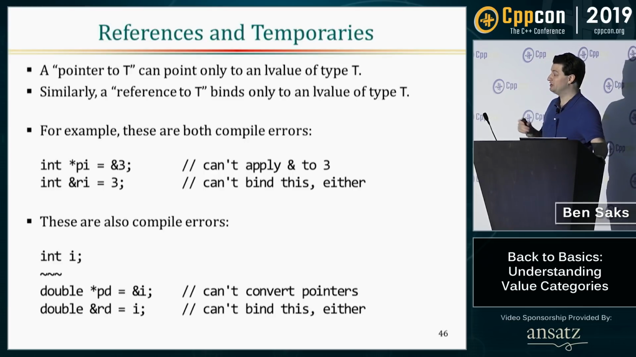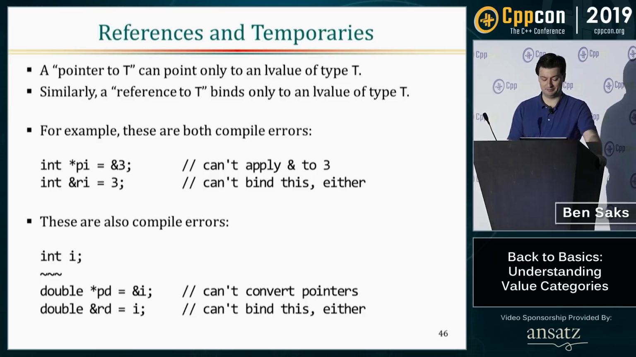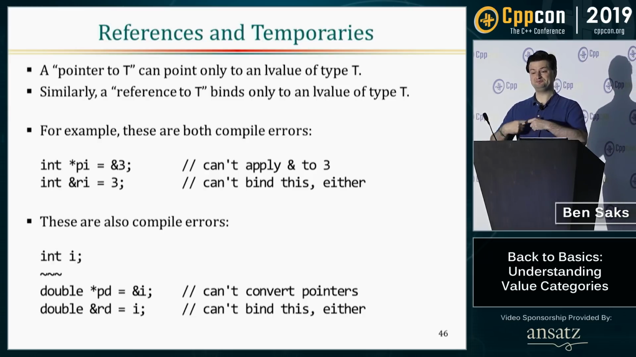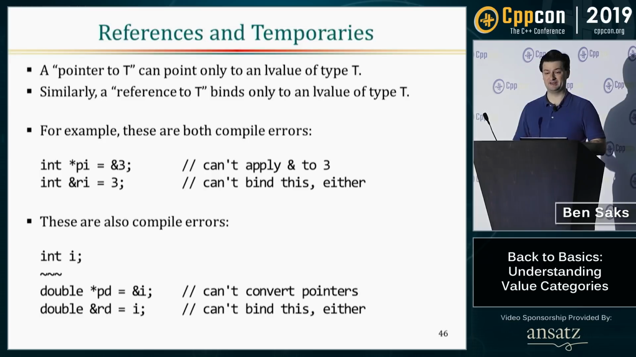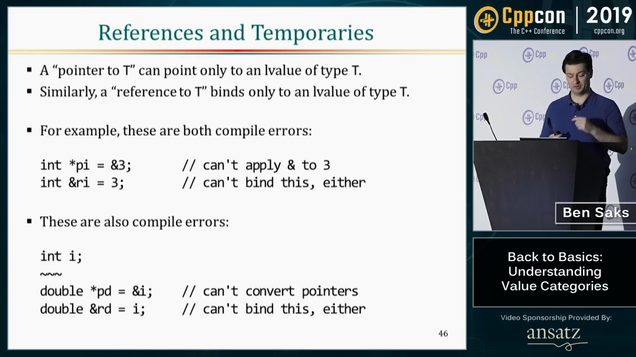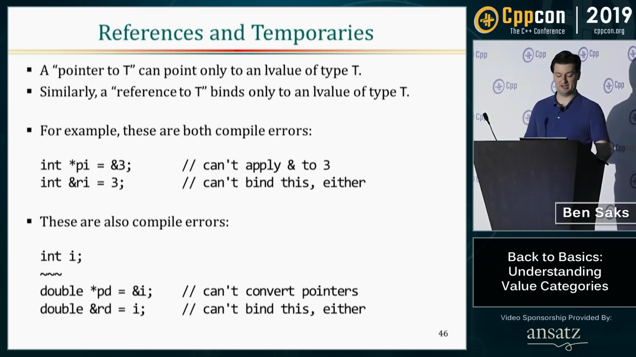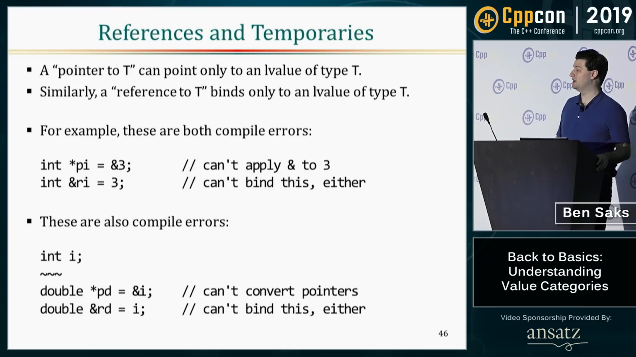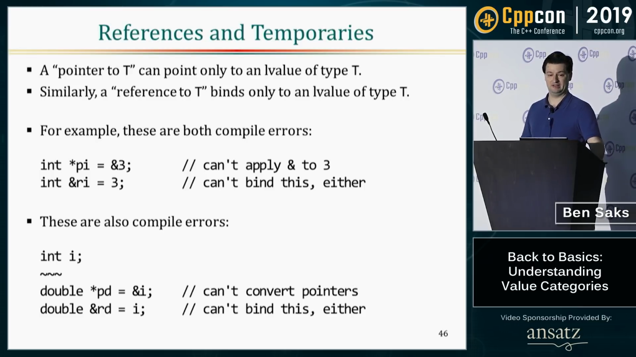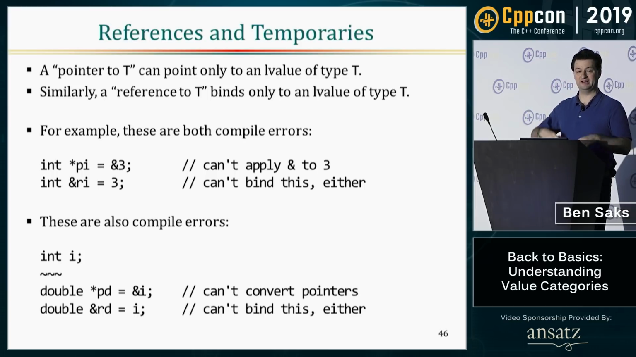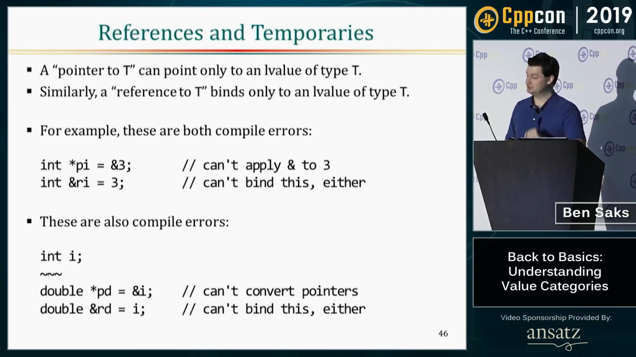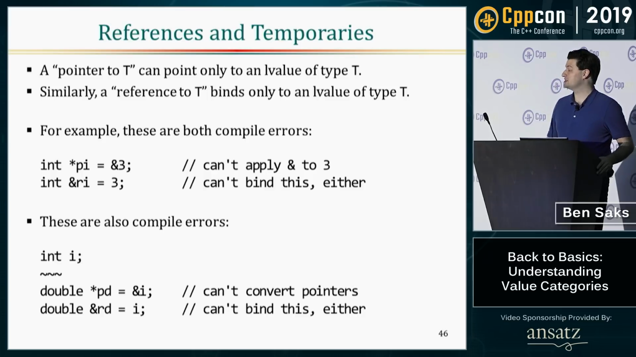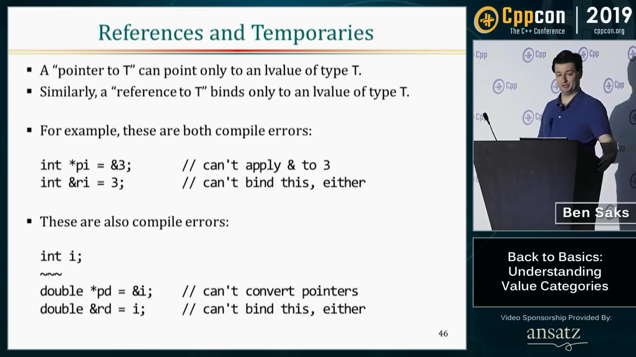For the same reason, I can't set up a pointer to an object that isn't of the right type for the pointer to point to. So I can't make a pointer to a double that actually points to an integer. Even though i is an lvalue here, it's an lvalue of the wrong type. So I can't take the address of i and put it in a pointer. I also can't bind a reference to a double to i, because i is an int.